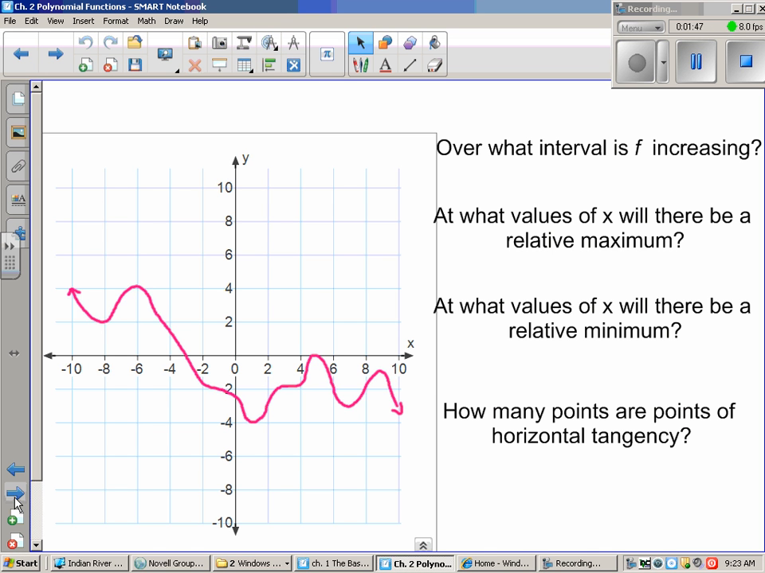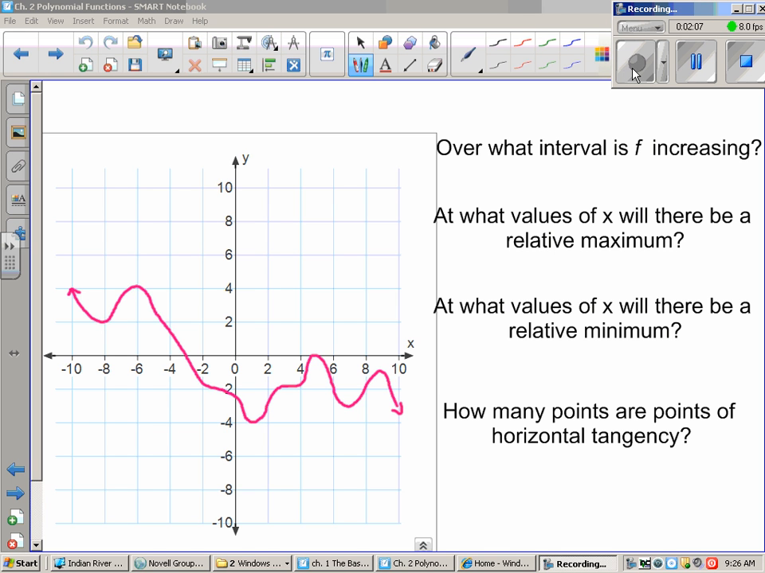Okay, so let's look at that first one. Over what interval is f increasing? So what am I looking for? I'm looking for it going up, increasing. That definition has not changed. So when I'm looking at this particular graph, I'm asking myself, okay, where is it in fact increasing?